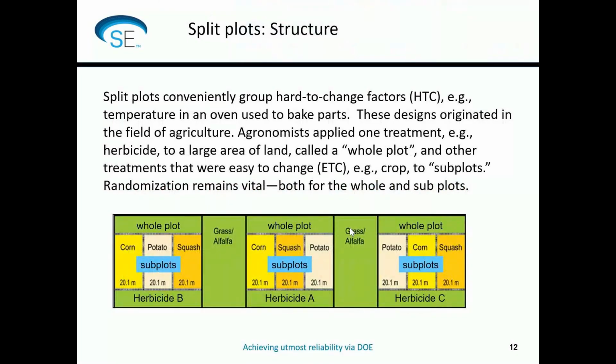So split plots, again, if you're not familiar with this, first of all, the term relates to the development in the fields of agriculture. And it was actually agronomists that came up with this. And of course, one of the more famous agronomists that is instrumental for stats and DOE was Ronald Fisher. And so he was instrumental in developing DOE as a whole, but they developed a tool that became very important for dealing with hard to change factors.